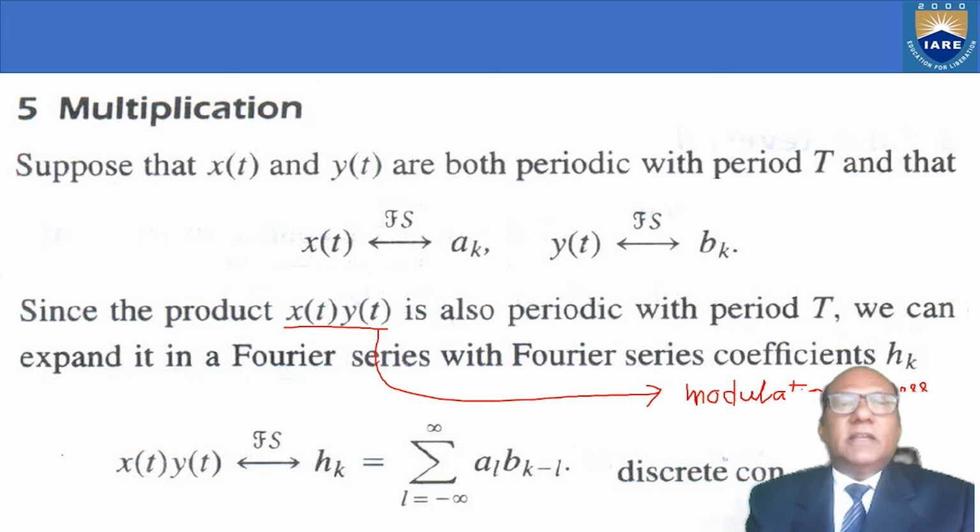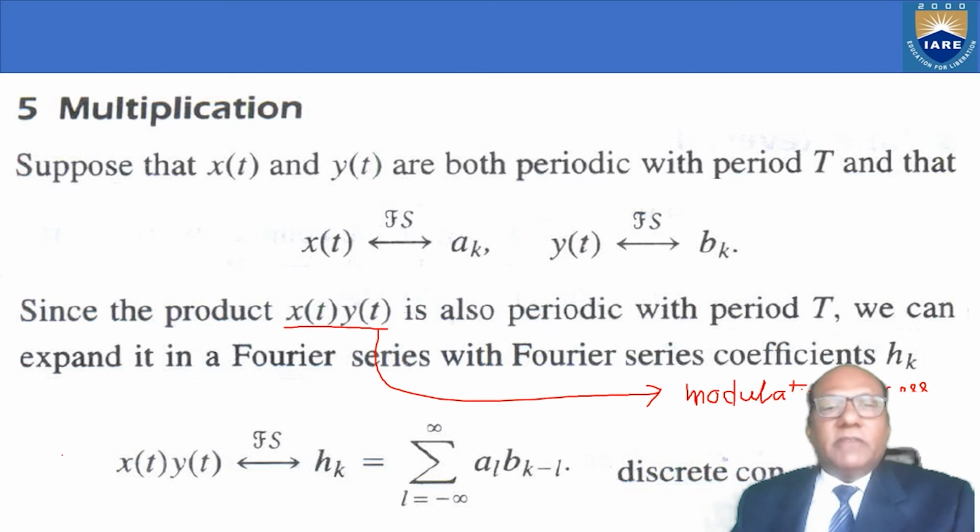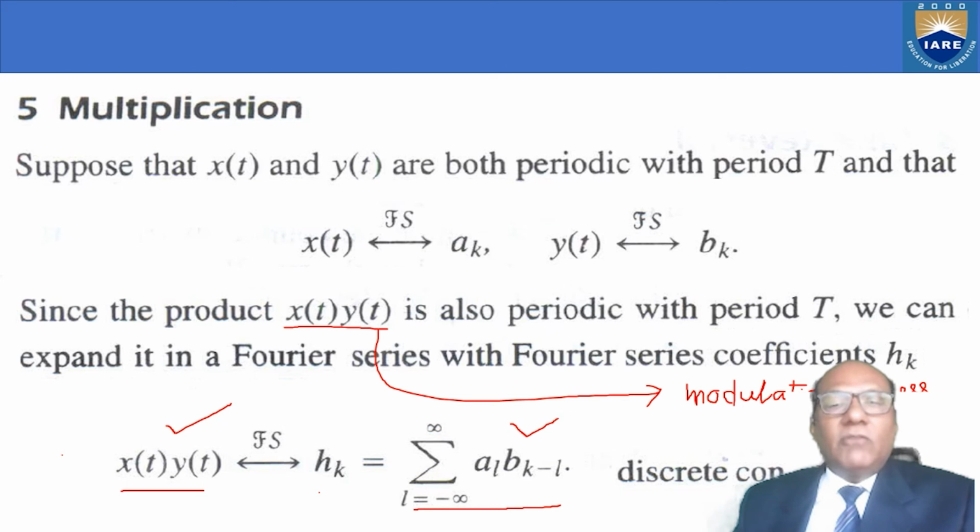Okay, so let us hope you understand this. I think now it is very clear. If I take the product of two signals, their Fourier series coefficients convolve with each other. That is the property of multiplication in the case of Fourier series coefficients.